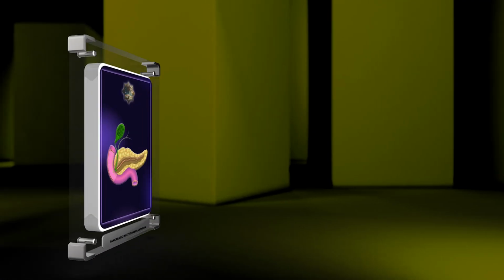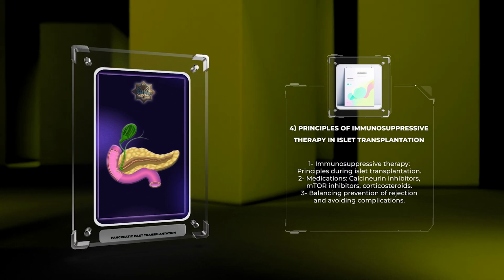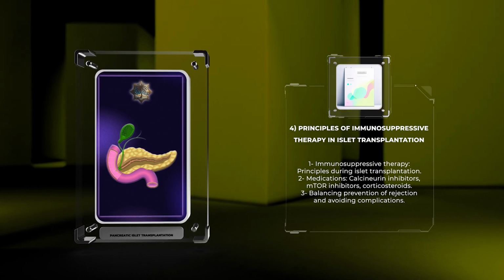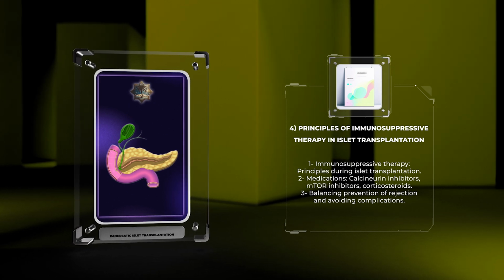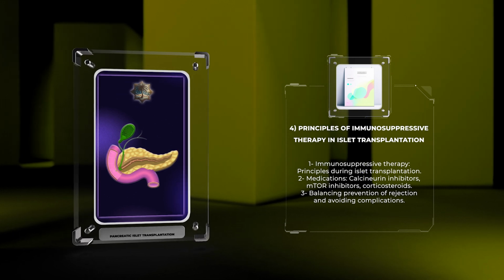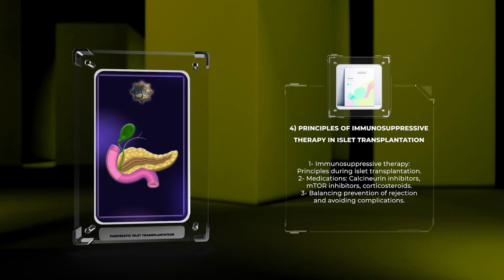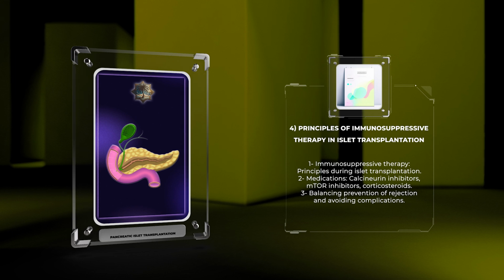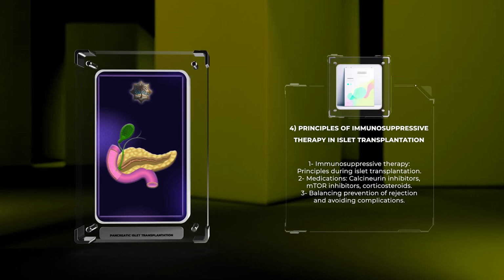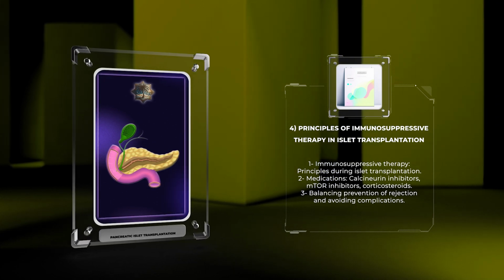In order to mitigate the immune response and prevent rejection, various principles of immunosuppressive therapy are employed during islet transplantation. These principles involve the use of medications that modify or suppress the immune system's response. The specific medications utilized include calcineurin inhibitors, mammalian target of rapamycin, mTOR inhibitors, and corticosteroids. Combining these agents in a tailored immunosuppressive regimen is vital in enabling successful islet engraftment. However, striking a delicate balance between preventing rejection and avoiding drug-associated complications is a constant challenge in clinical practice.